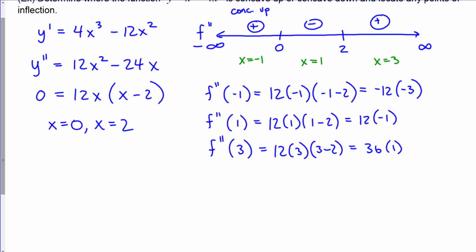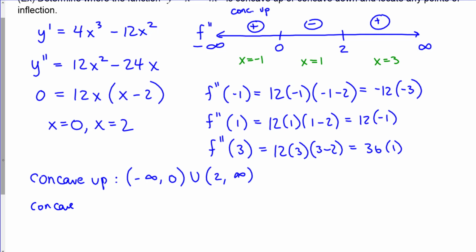So I am concave up from negative infinity to 0, and then again from 2 to positive infinity. So anytime you need to join two sets, just put the union symbol between them. Then I am concave down on the interval from 0 to 2, so just in between those two endpoints.